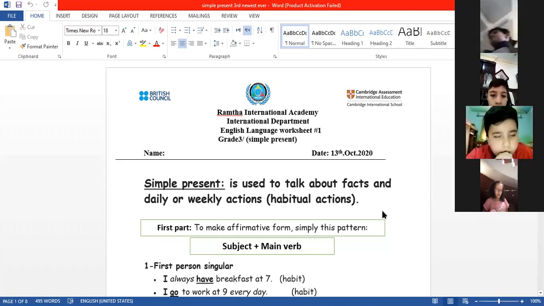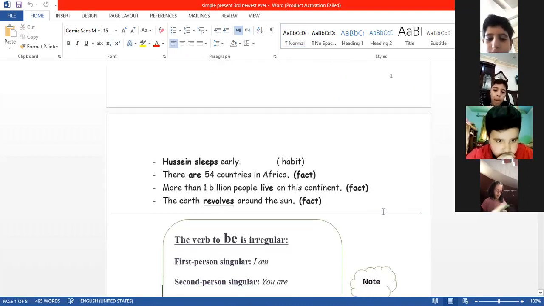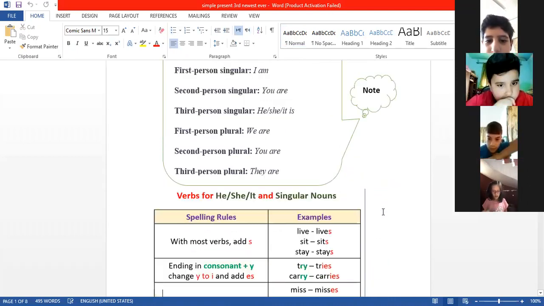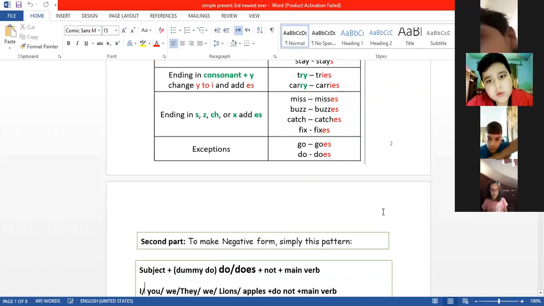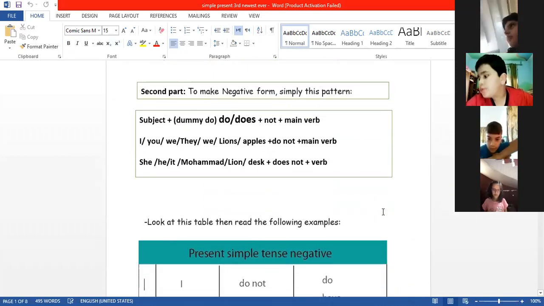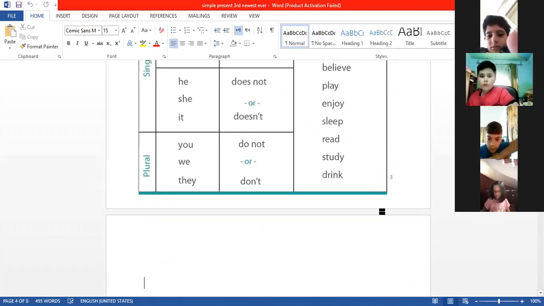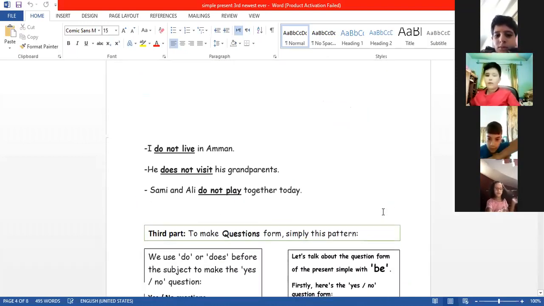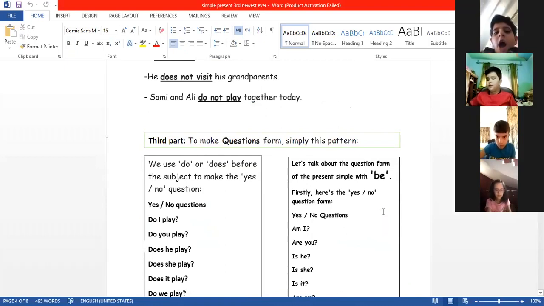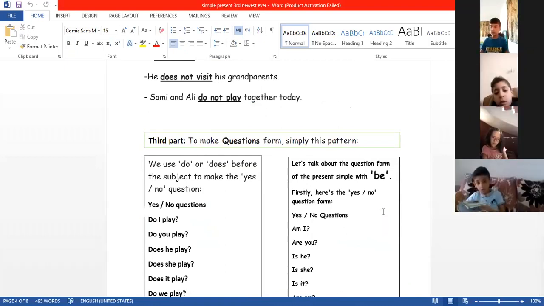So, as we said, we want to know how to form a question using what? Simple present, or present simple. So look at this. Yes, Mr. Rain, is he?